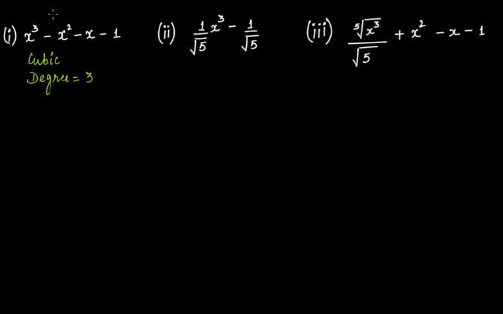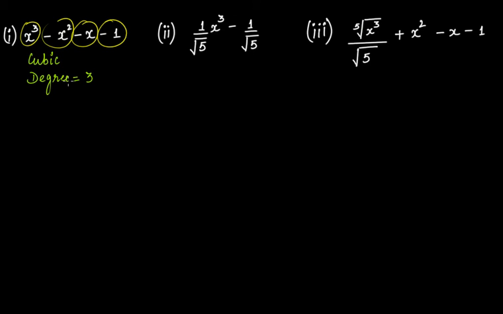Why? Because it has 4 terms: x cubed, minus x squared, minus x, and minus 1. The first term contains a power of x that has the greatest exponent of these three. This is 3, which is greater than 2, which is greater than 1. Therefore, its degree is 3.